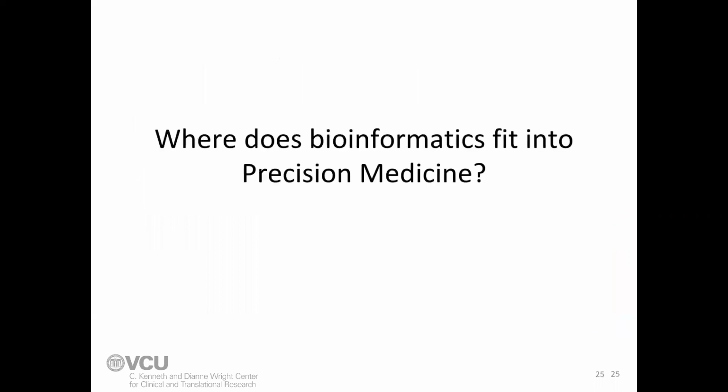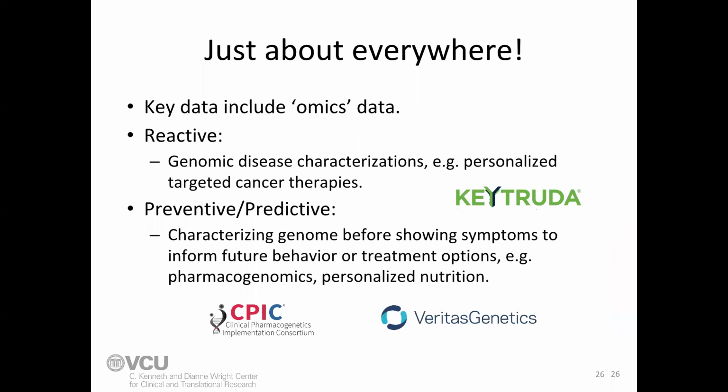So where does bioinformatics fit into precision medicine? Just about everywhere, really. The key data and the cornerstone data in precision medicine is omics data. The genome, a person's DNA, is the data that bioinformatics is focused on analyzing, and it is the data you use for precision medicine to figure out how an individual is going to react to something. So in reactive precision medicine, you characterize different diseases, and there are personalized targeted cancer therapies. Keytruda is one company that offers a targeted therapy, where if you have a certain variant in a certain gene, then you can use their therapy because it targets that specific variant.